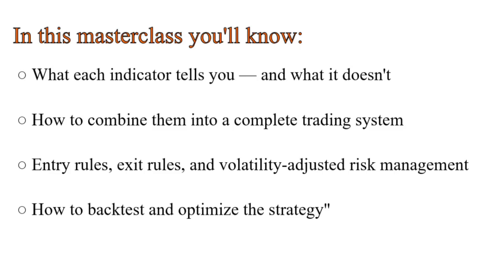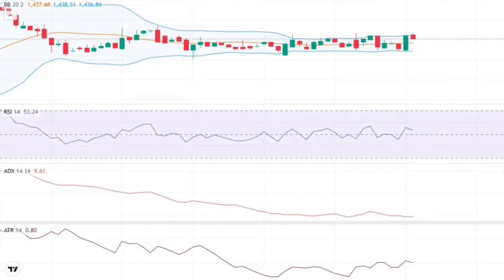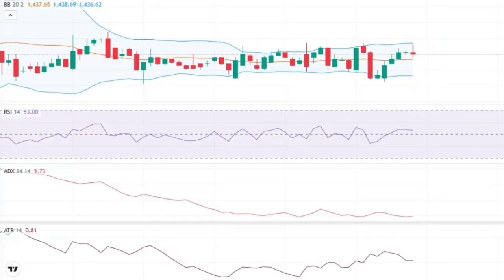By the end of this masterclass, you'll know exactly what each indicator tells you and what it doesn't, how to combine them into a complete trading system, entry rules, exit rules, and volatility-adjusted risk management, how to backtest and optimize the strategy. Part 1. Understanding the 5 indicators.